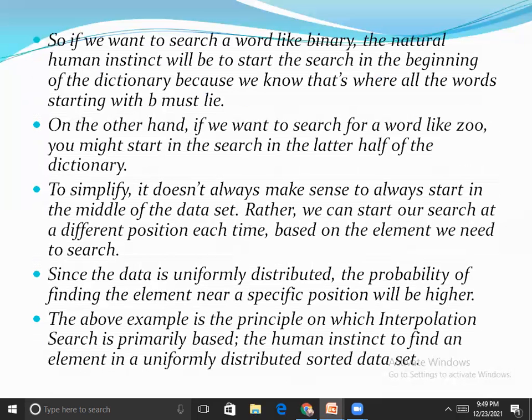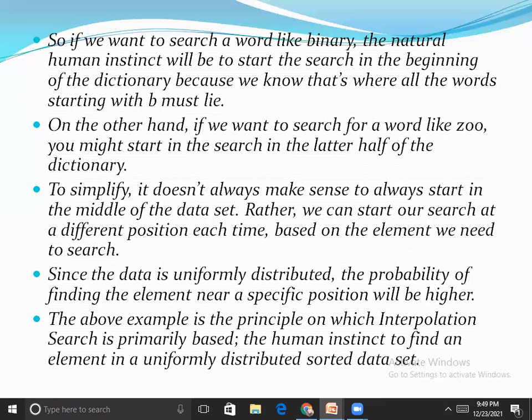Now, if we want to search for a word like "binary", the natural human instinct will be to start the search at the beginning of the dictionary, because we know that all the words starting with B must lie there. On the other hand, if we want to search for a word like "zoo", we might start the search in the latter half of the dictionary.